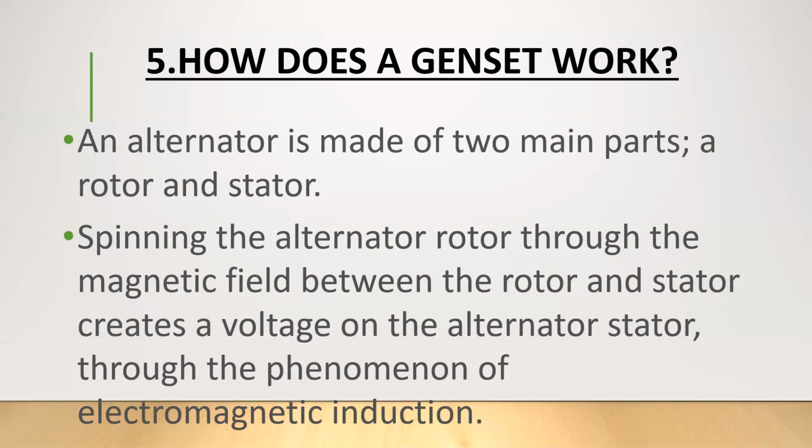So the alternator inside a genset has two parts, a rotor and a stator. Spinning of the alternator rotor through the magnetic field between the rotor and stator produces a voltage on the alternator stator. This is through electromagnetic induction.